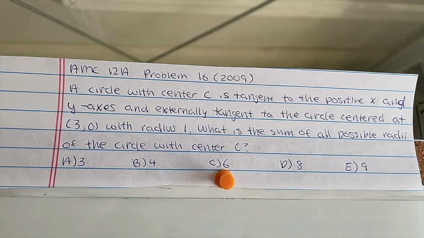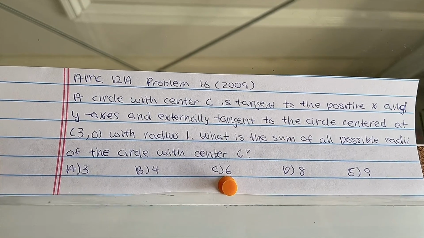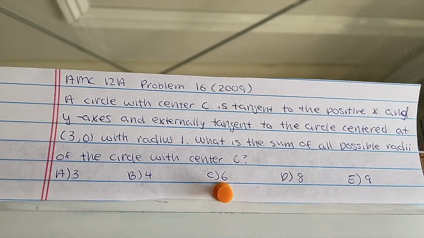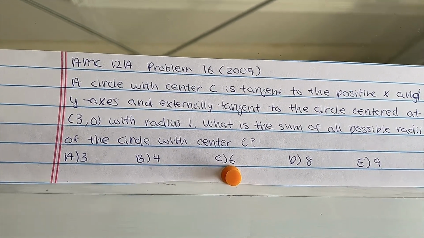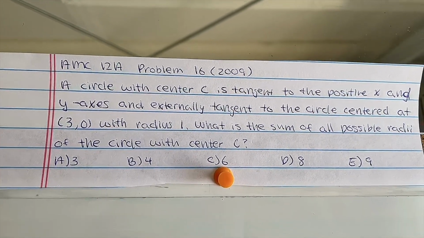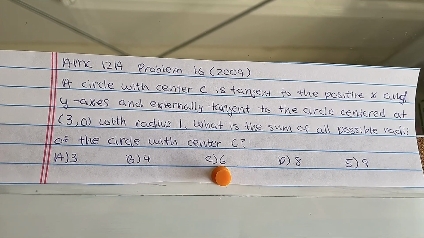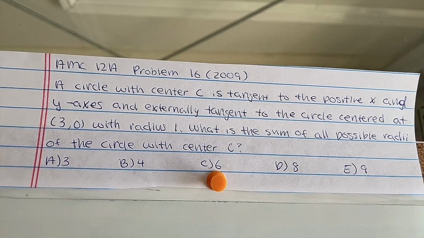This is AMC 12A Problem 16 from the year 2009. A circle with center C is tangent to the positive x and y axis and externally tangent to the circle centered at (3, 0) with a radius of 1. What is the sum of all possible radii of the circle with center C? And here are your answer choices.